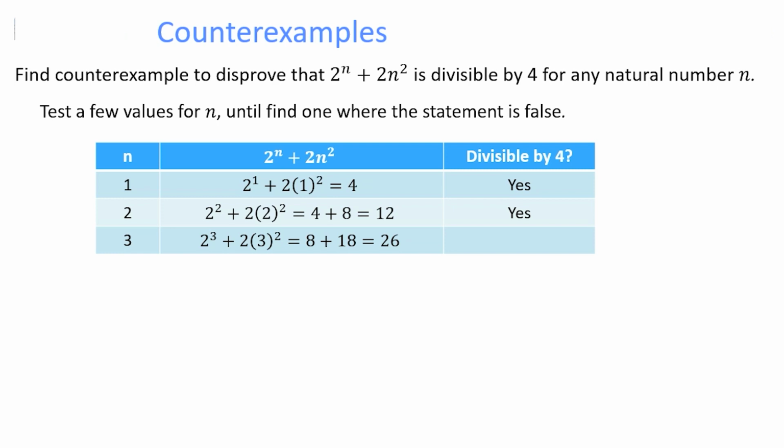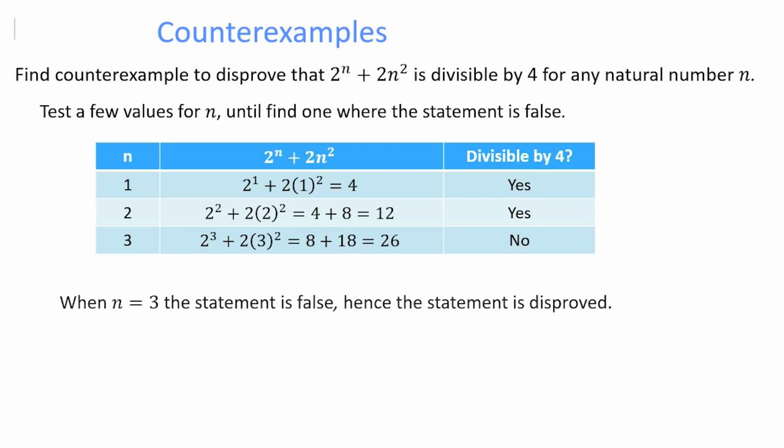I will substitute and I will get 26. Is it divisible by 4? No, it is not divisible by 4. Therefore, I disproved this statement above. So we can say 3 is a counterexample for the statement. Hence, our statement is disproved.